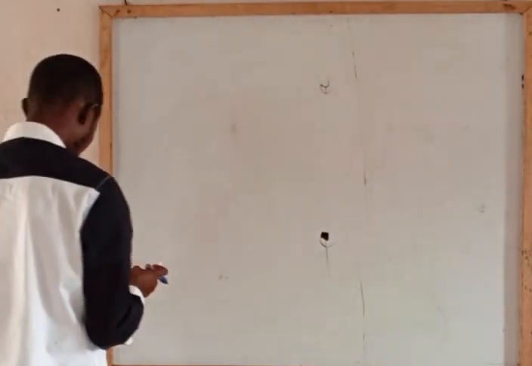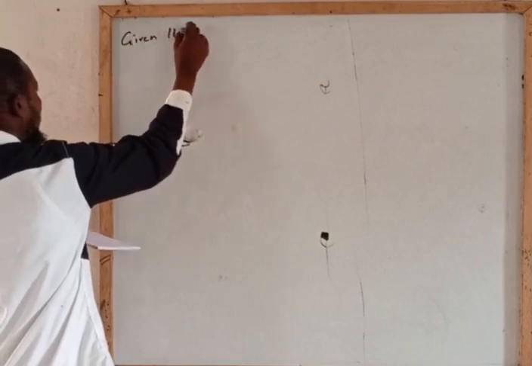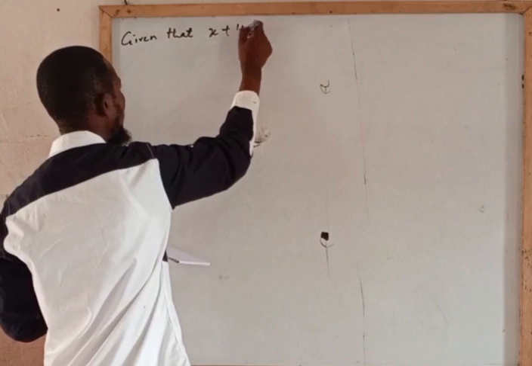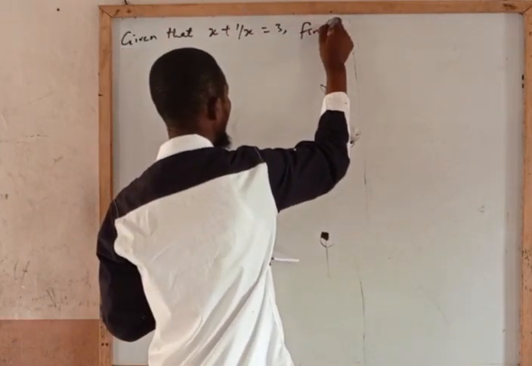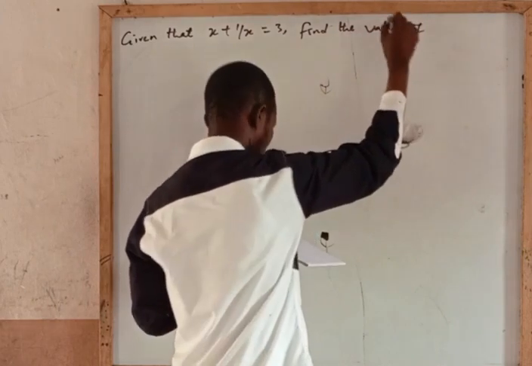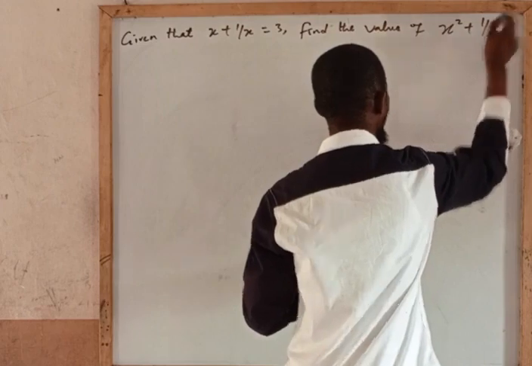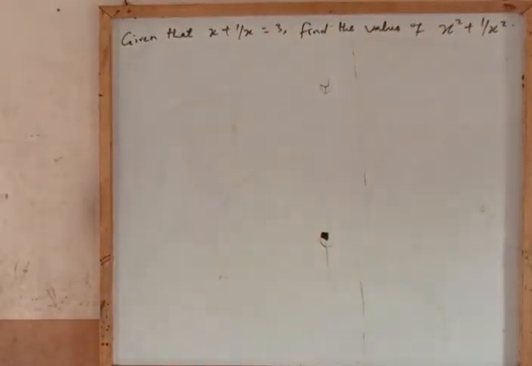All right, number 2 here. Given that x plus 1 over x is equal to 3, find the value of x squared plus 1 over x squared. So this is our next question.